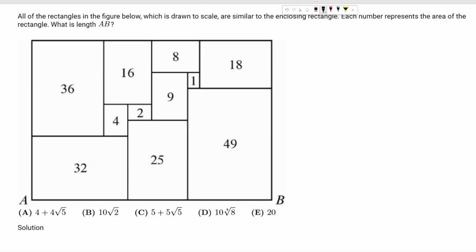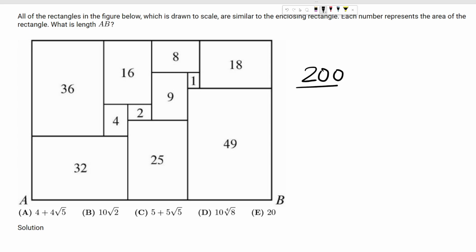So this problem is very big, but the most important thing to know is that these numbers represent the areas of the rectangles, and all of the rectangles are similar. So the first thing we want to do is find the area of the big rectangle. So that's just going to be adding all these numbers up. I find it very helpful to just circle the numbers as you add them so that you can be sure that you don't add incorrectly. But what you'll find is that the area of the whole rectangle is 200.